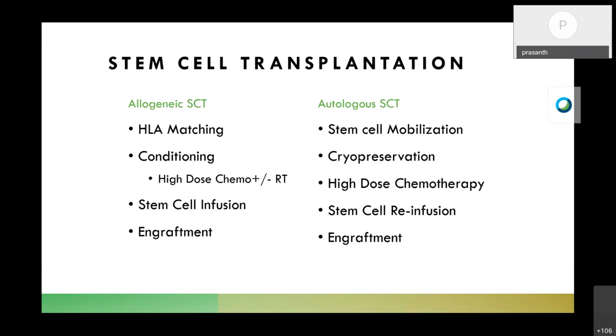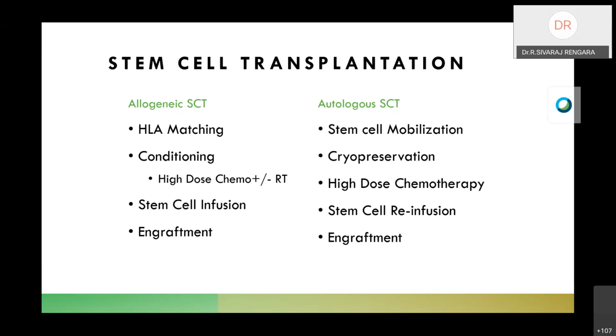Again, when we talk about stem cell transplantation, there are two concepts here. One is allogeneic stem cell transplantation. The other one is autologous stem cell transplantation. Allogeneic means you're taking the stem cells from a donor after doing a matching process, and you do something called conditioning in the recipient, and you subsequently infuse the stem cells which engraft in the recipient.